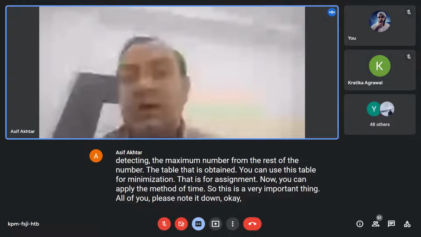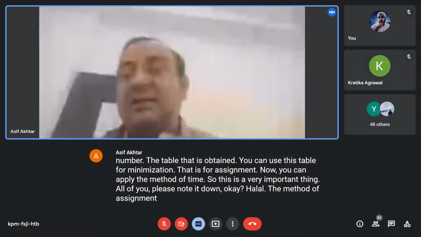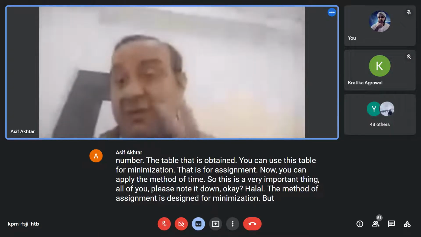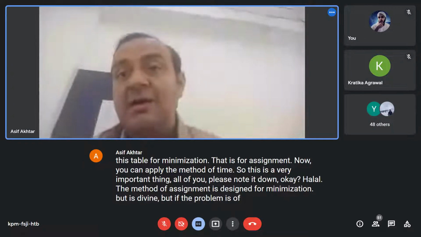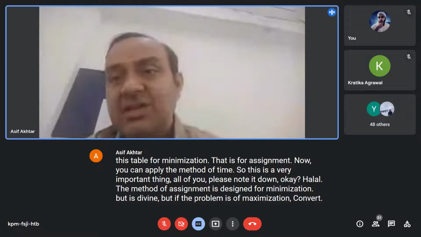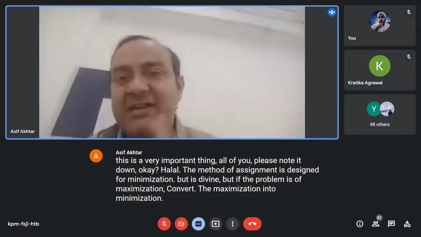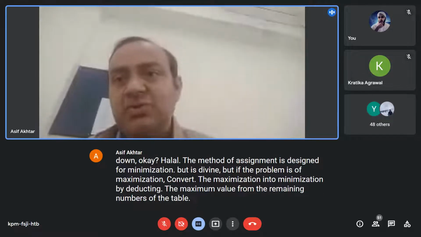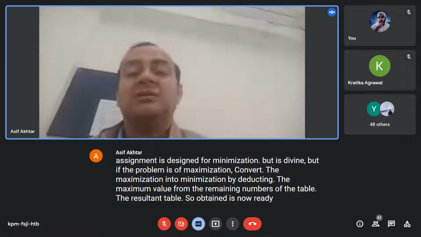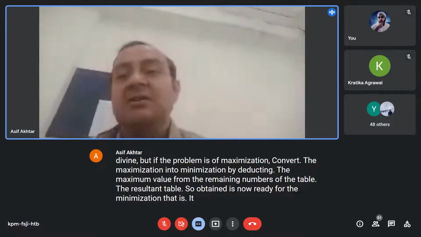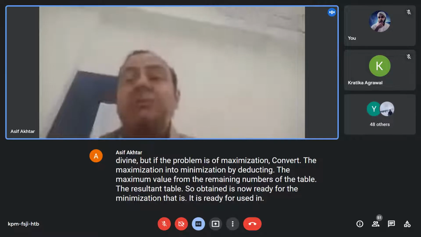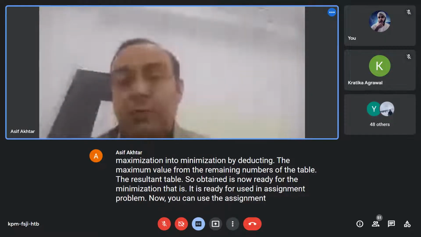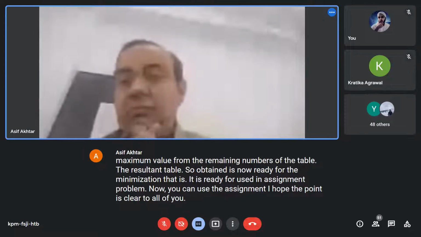कि हालांकि although the method of assignment is designed for minimization, if the problem is of maximization, convert the maximization into minimization by deducting the maximum value from the remaining numbers of the table. The resultant table so obtained is now ready for minimization. That is, it is ready for use in an assignment problem. Now you can use the assignment. I hope the point is clear to all of you.